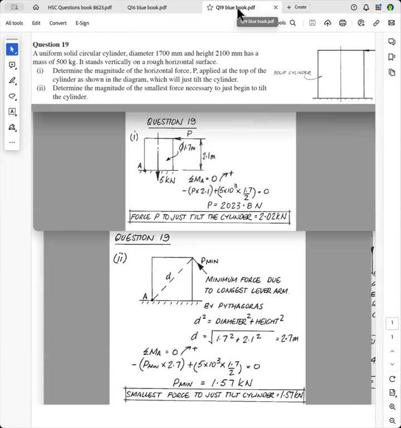Let's have a look at question 19 now. I remember this was given in HSC quite a few years ago, and it caused a lot of problems. So question 19: a uniform solid circular cylinder, diameter 1700 millimeters and height 2100 millimeters, has a mass of 500 kilograms. It stands vertically on a rough horizontal surface.